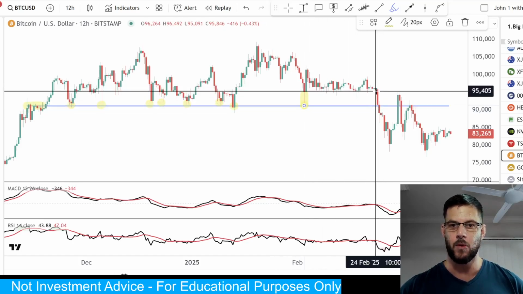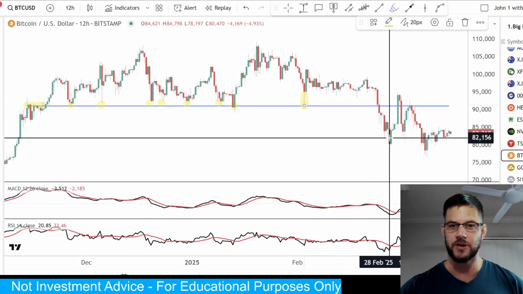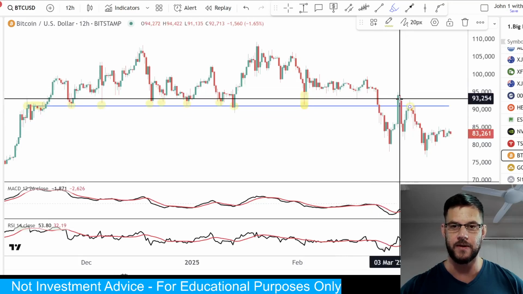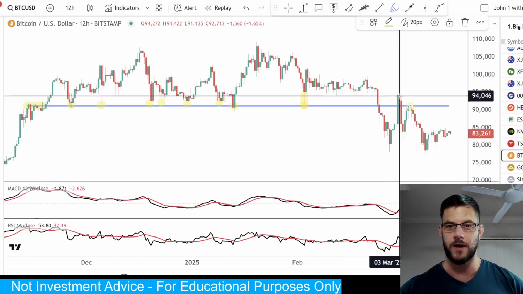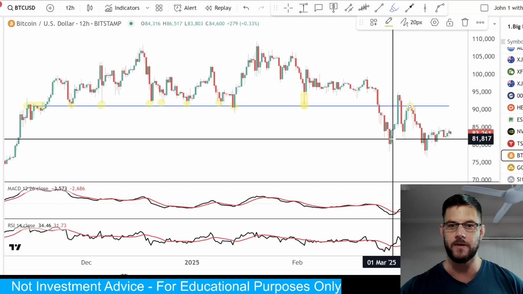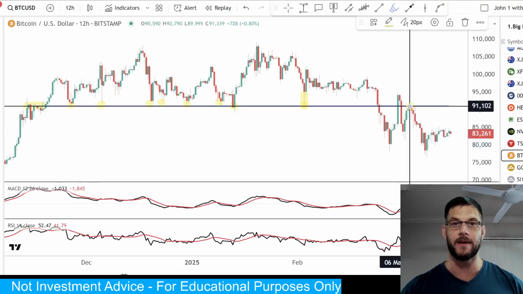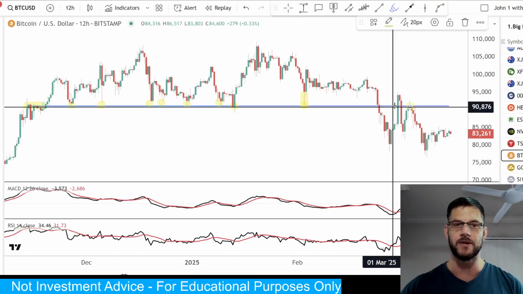And you can see once it broke down with a vengeance, it came back to find resistance there. It did briefly get above, but we'll have a look at that level in a sec. But you can see how once it broke down, the 91,000 level, which was previously a buying support level, became a resistance level, a selling level.